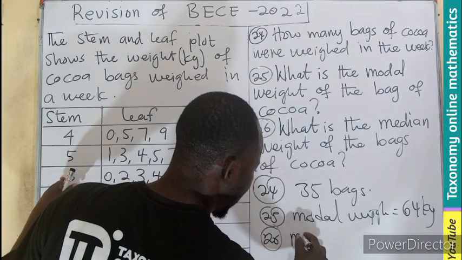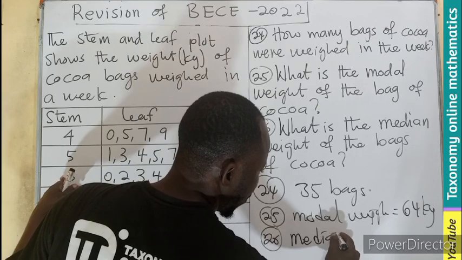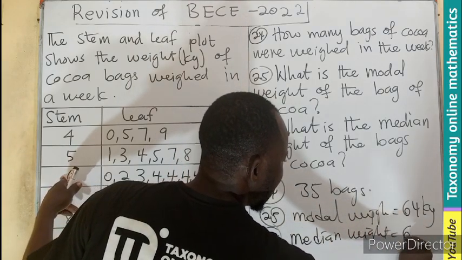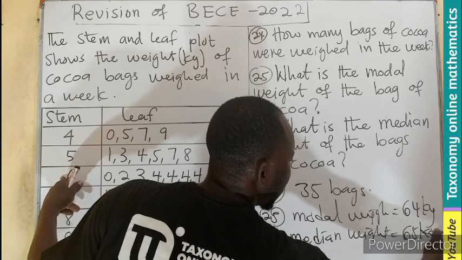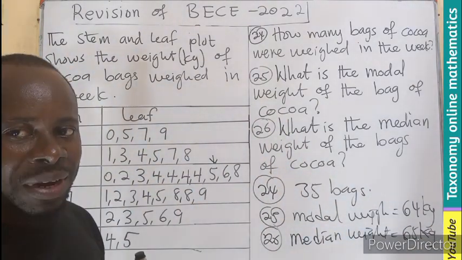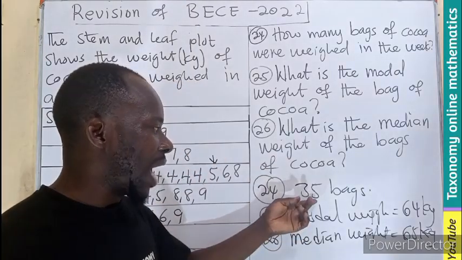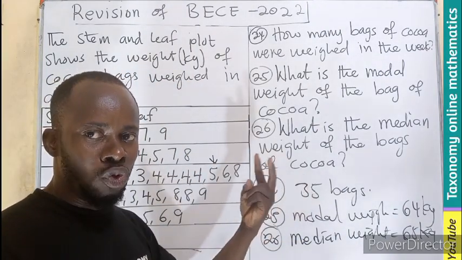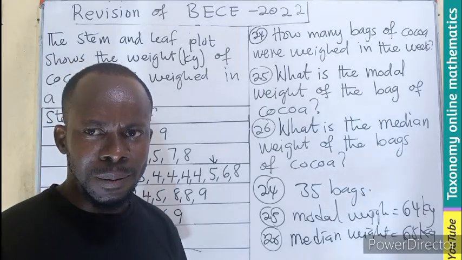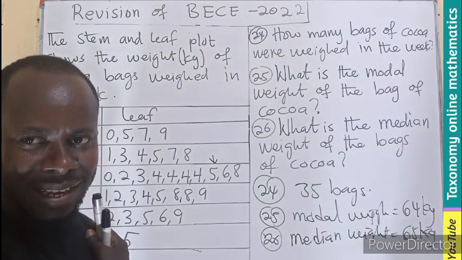So the median weight is going to be 65 kg. 65 kg is going to be the median weight. If it were an even number, the two middle numbers added and divided by 2 would have given us the median. I'm sure the concept is clear.